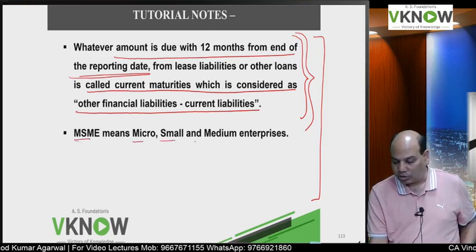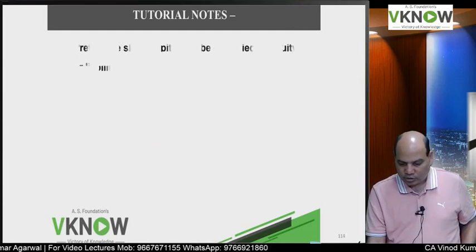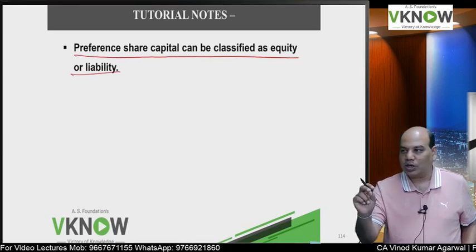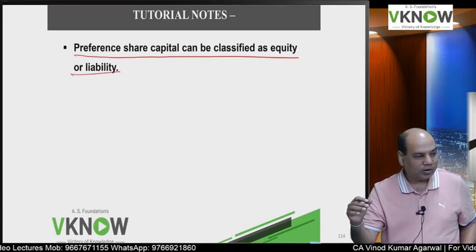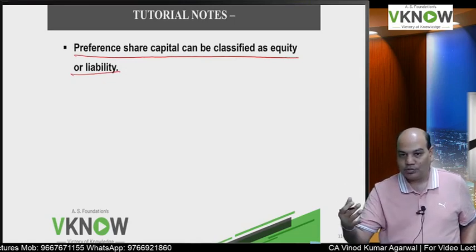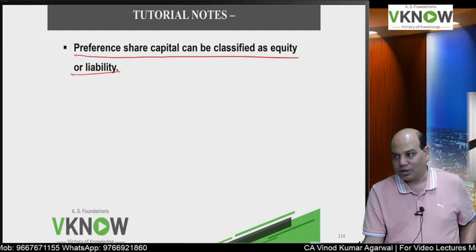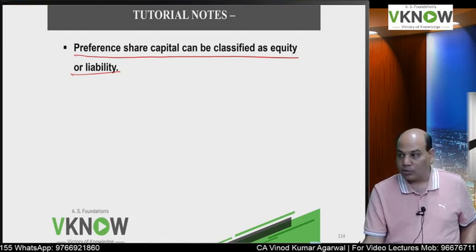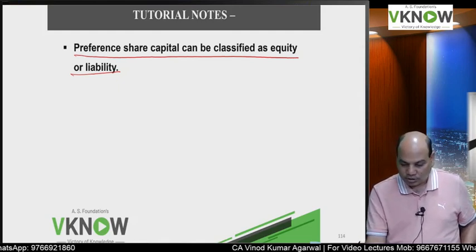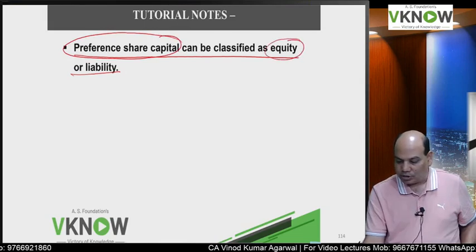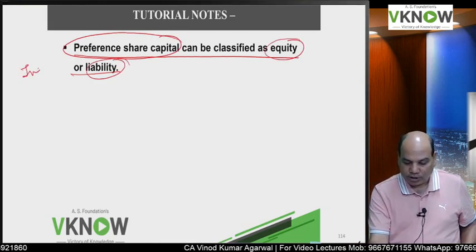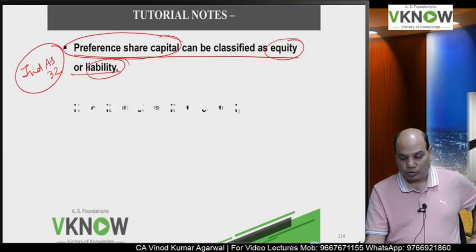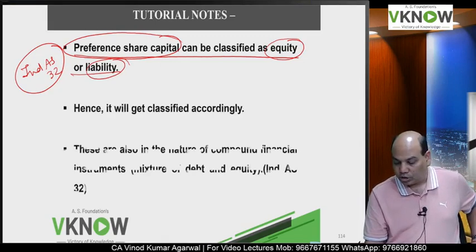MSME means micro, small and medium enterprises. Government is trying to protect them by making companies show the amount due to MSME separately on the balance sheet. So if the amount is overdue, it will bring disrepute to the company. Goodwill will get affected. Is it right? What about preference share capital? Oh my God. It can be either equity or liability depending upon the terms of the issue. So Ind AS 32 you have to refer for that purpose, and accordingly it will get classified.